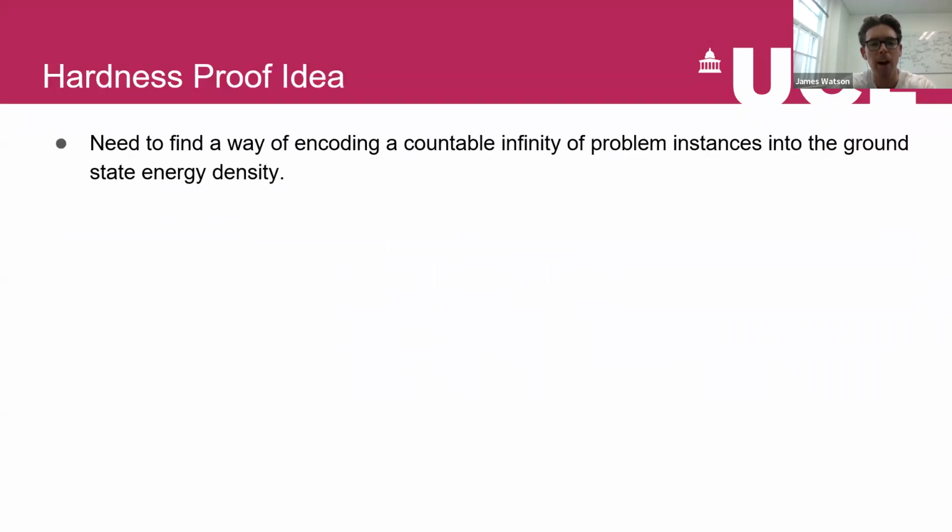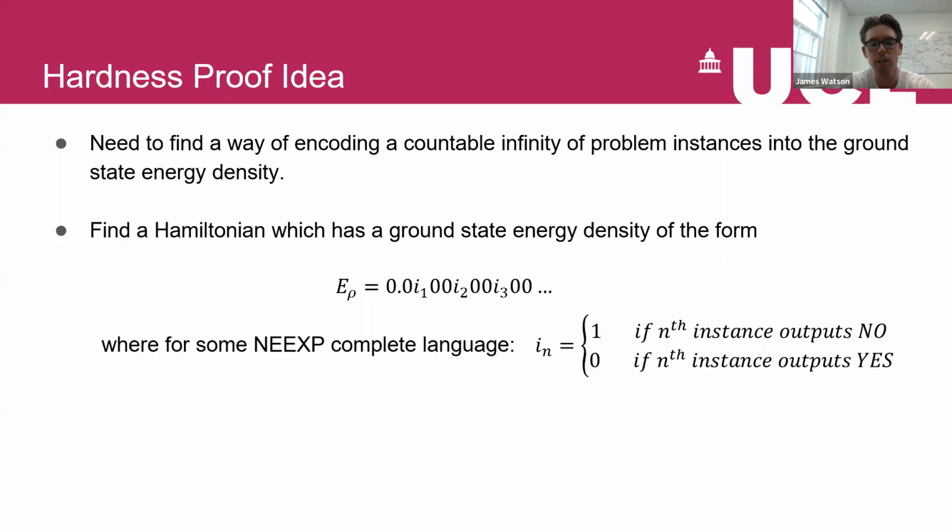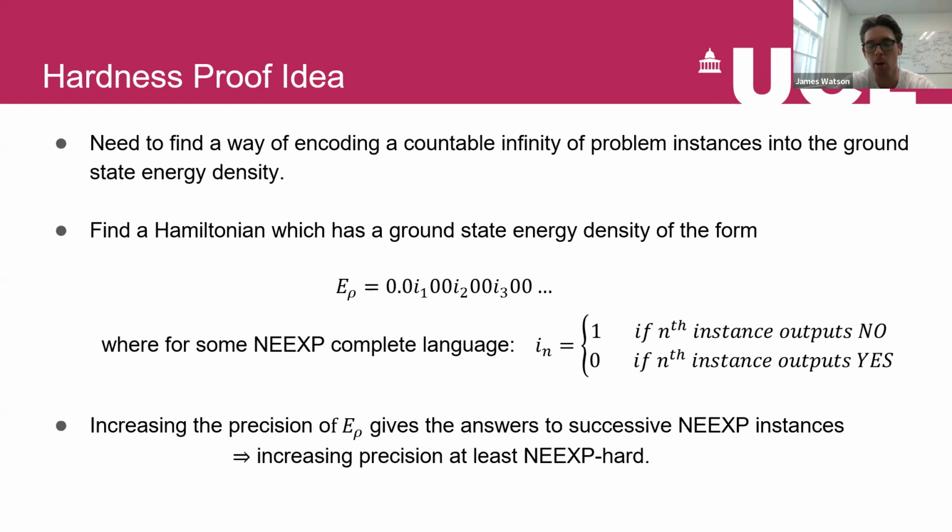So what we want to do is find a way to encode a countable infinity of problem instances into the ground state energy density. So we're going to try and construct a physical system, a Hamiltonian, which has a ground state energy density of the following form: 0.I1 I2 I3, where I1, I2, I3, etc. are going to be solutions to instances of some NEEXP-complete language. And so we see that increasing the precision to which we know the ground state energy density corresponds to giving us the answers to successive NEEXP instances.